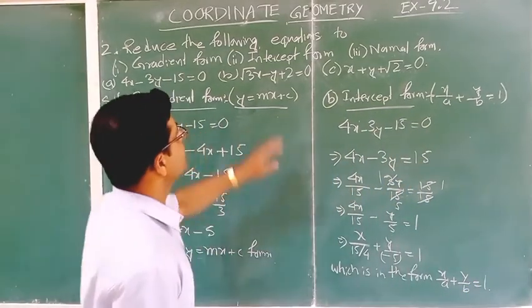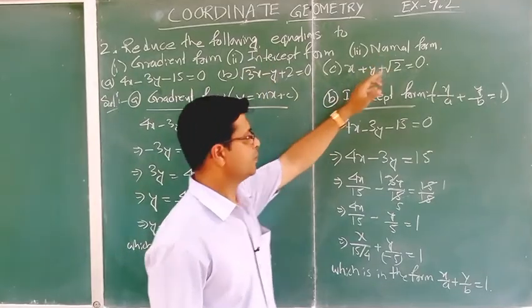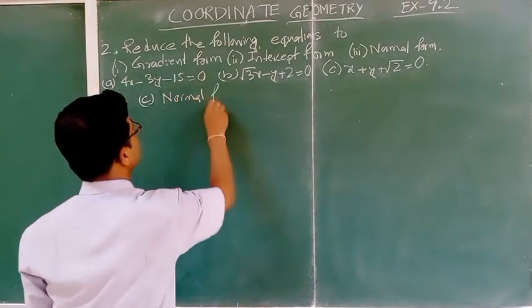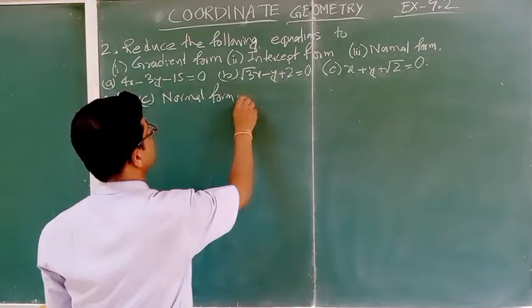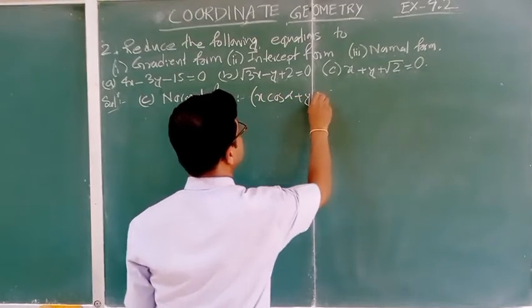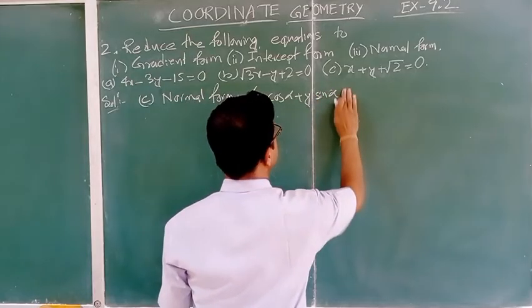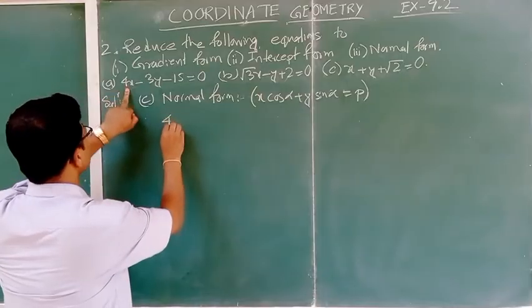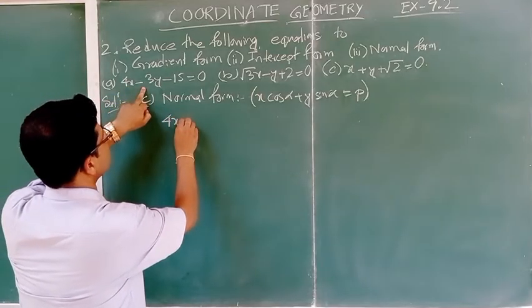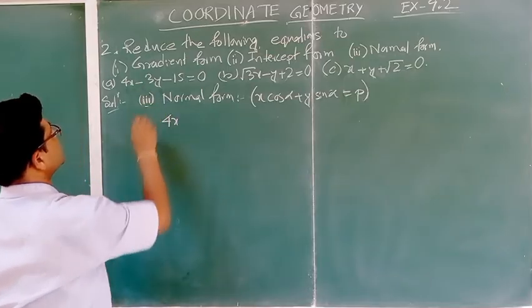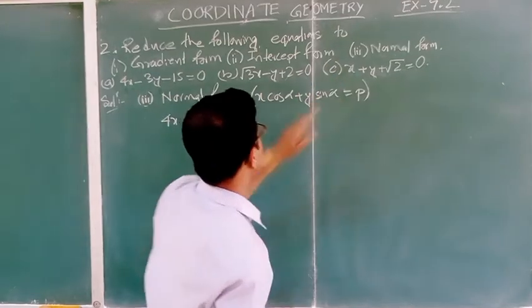Got it? Now one thing is left about the normal form. Let us do the last one, normal form. Now what is normal form? Normal form is this one, x cos alpha plus y sin alpha is equal to p. In this form we have to reduce this. So here the equation is 4x, okay, sorry, this is number 3, normal form.